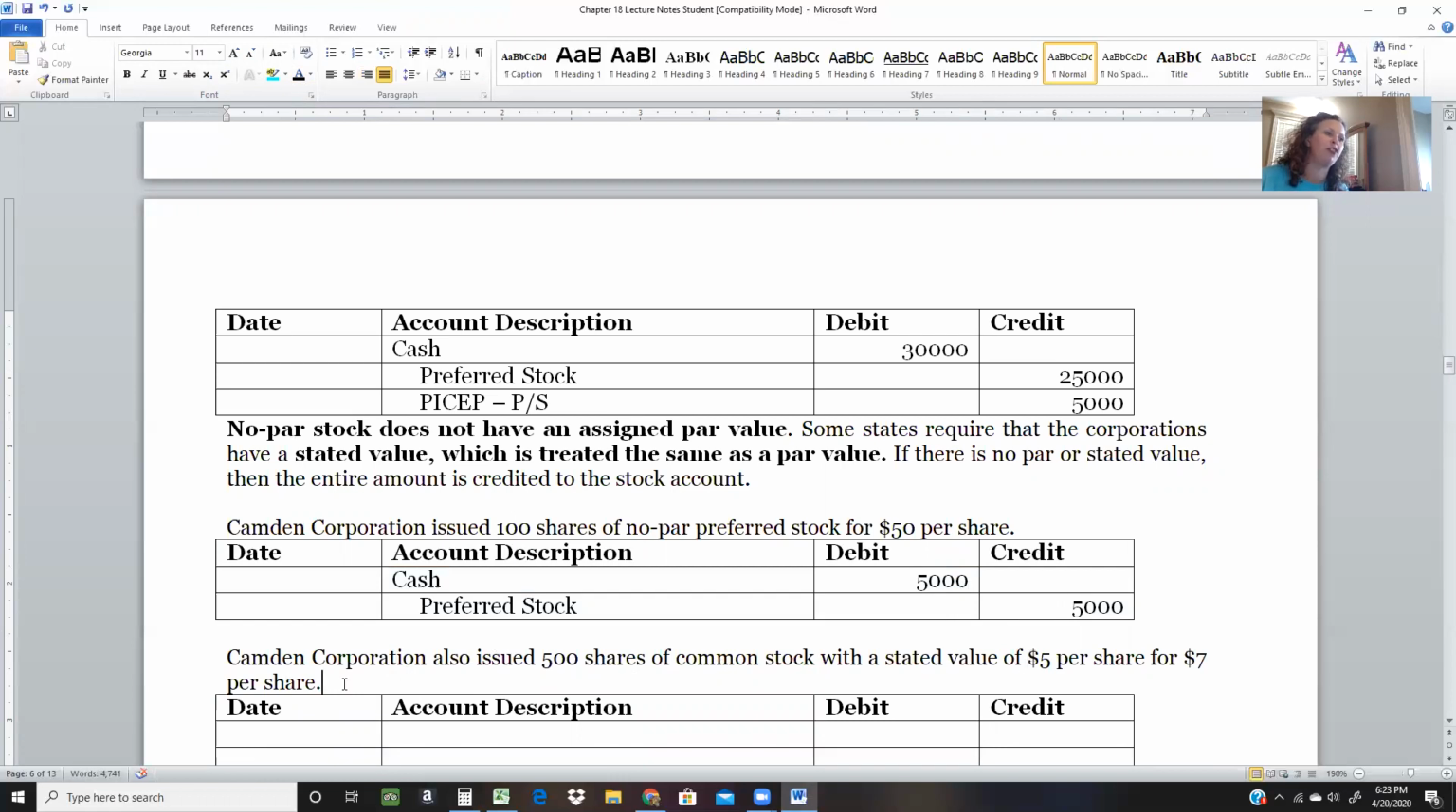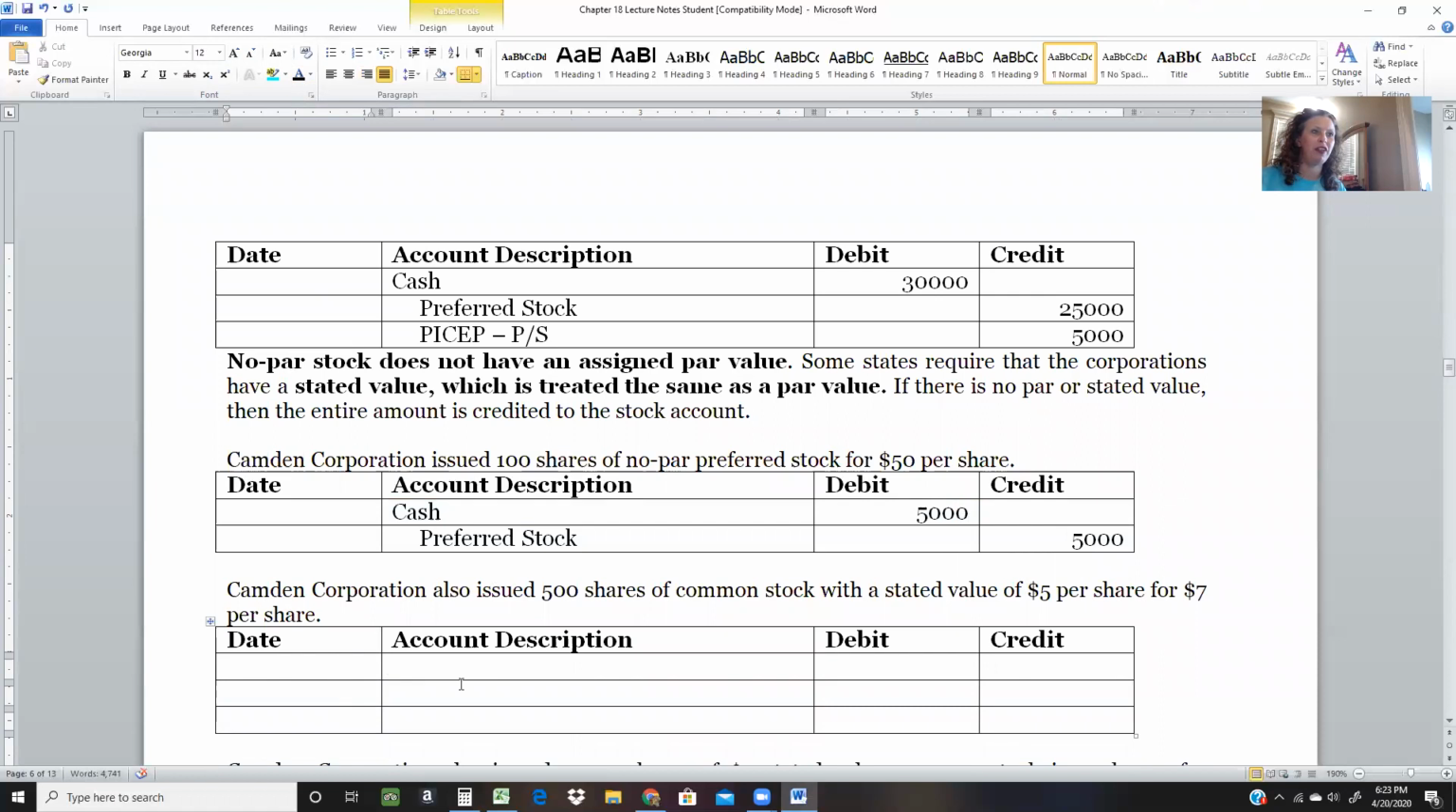Then it says Camden Corporation also issued 500 shares of common stock with a stated value of 5 for $7 a share. So 500 times $7 a share is 3,500. Then we're going to put in the common stock account the par value or stated value, same concept. So the stated value of $5 a share. So we'll put 2,500 in common stock and we'll put the other 1,000 in paid in capital in excess of par, PICEP. And again, you can do dash common stock if you want. We should probably just get in the habit of doing that because it doesn't hurt. So if you're doing this in real life, if there are different PICEP accounts for common stock and preferred stock, keep track of it like that.